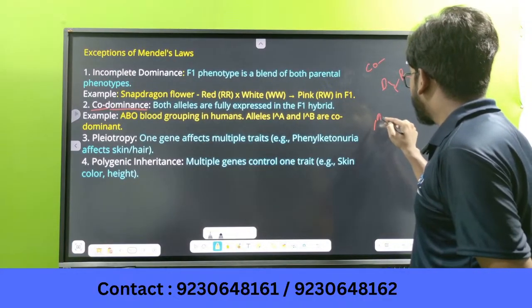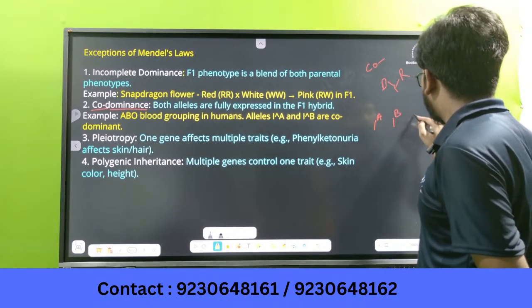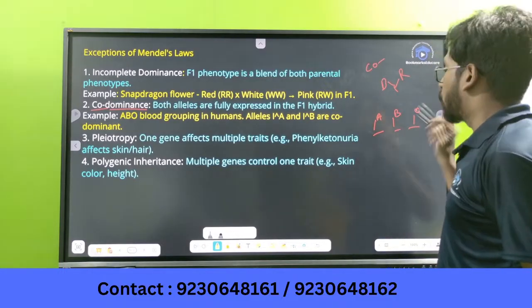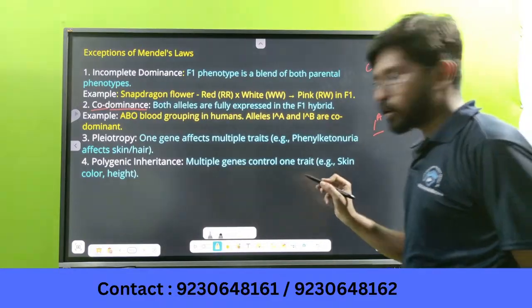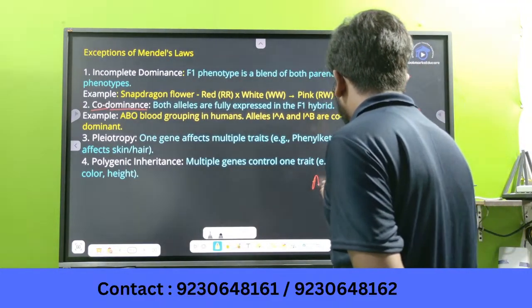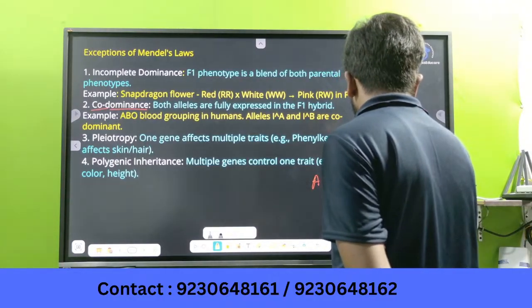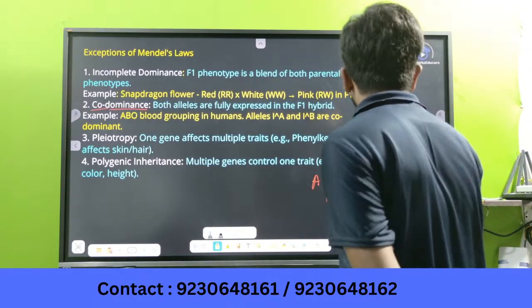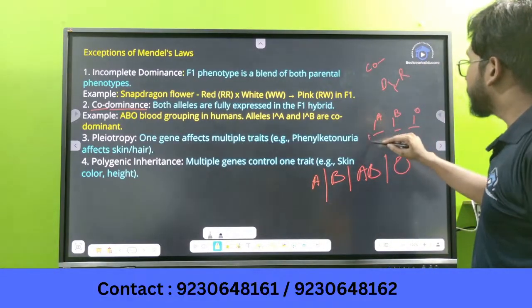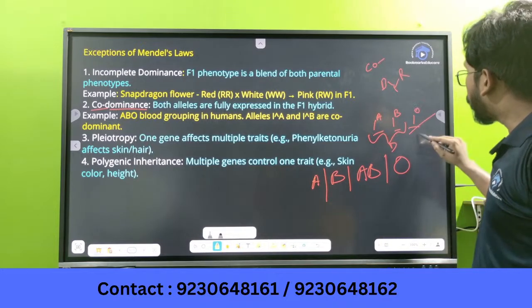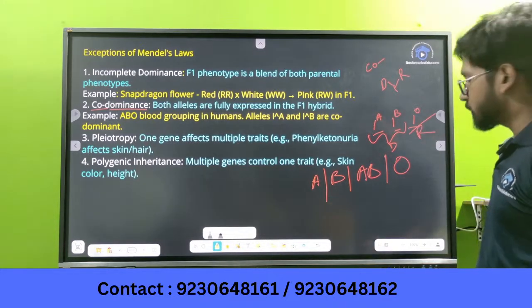I have IA, IB and IO. These are three different genes. Now, if we look at blood groups, we have A blood group, we have B group, we have AB blood group, we have O blood group. This A and B, these are the dominant characteristics. This O is recessive characteristics.